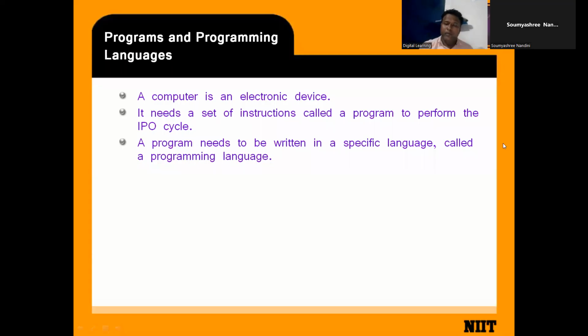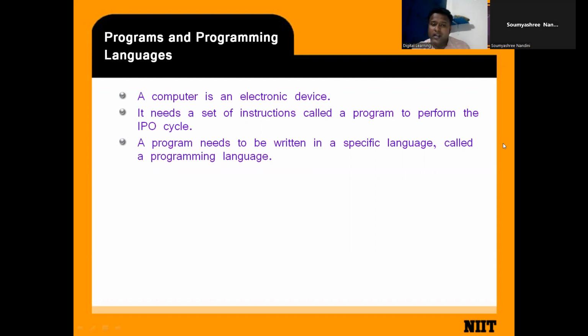Now, a computer is an electronic device. It needs a set of instructions called a program to perform the IPO cycle. The set of instructions which is used to do a particular task is called a program. As a computer is an electronic device, it doesn't know any kind of language that we use to communicate with each other, like Odia, Hindi, or English. The computer doesn't understand that kind of language. Computer only understands 0 and 1.